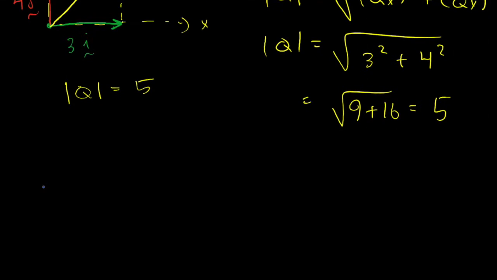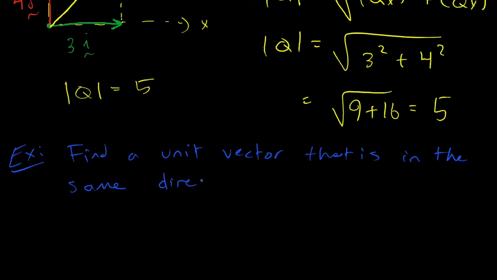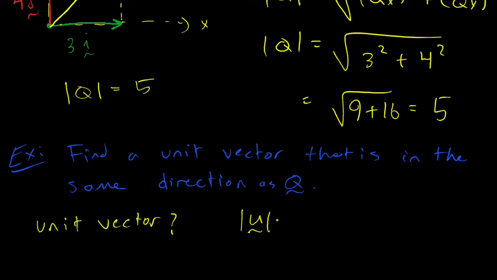So now let's follow up this question with a very important one, which states, find a unit vector that is in the same direction as vector q. What is a unit vector? It is defined as a vector that has a magnitude, so let's denote the unit vector with the letter u, a magnitude of 1.